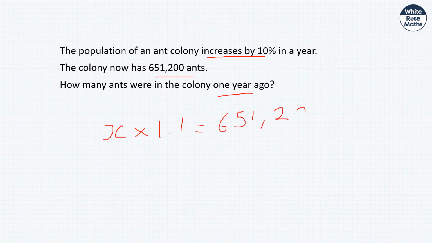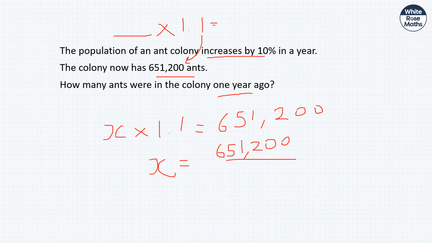651,200. So this time my original answer here is going to be smaller, because when I times a smaller answer by 1.1, that will give me this answer here. So rearrange this, divide by 1.1 on both sides to balance the equation, dividing both sides by 1.1 to isolate it and get x by itself.